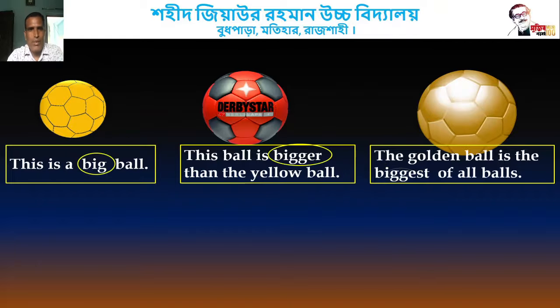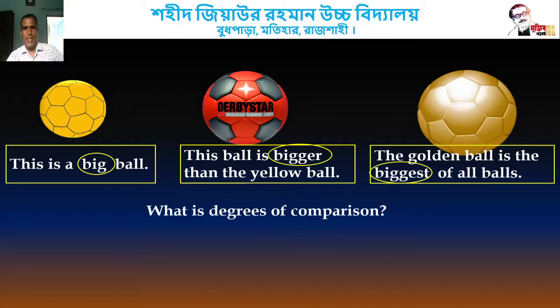Dear student, follow this example. Here, big is an adjective, and the comparative form of the word big is bigger, and the superlative form of this word is biggest.